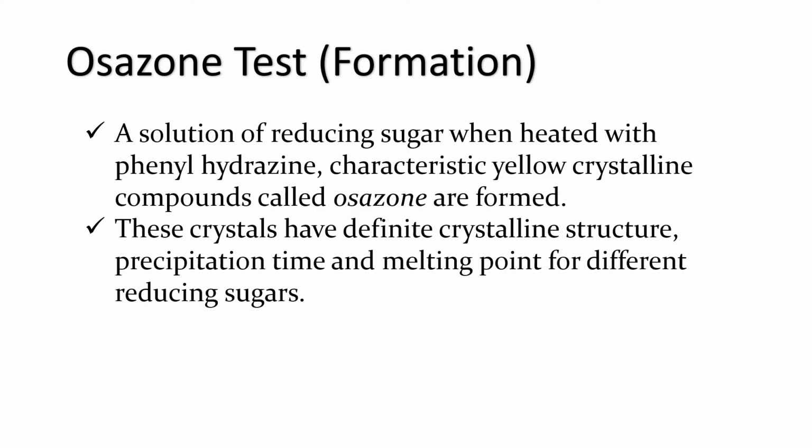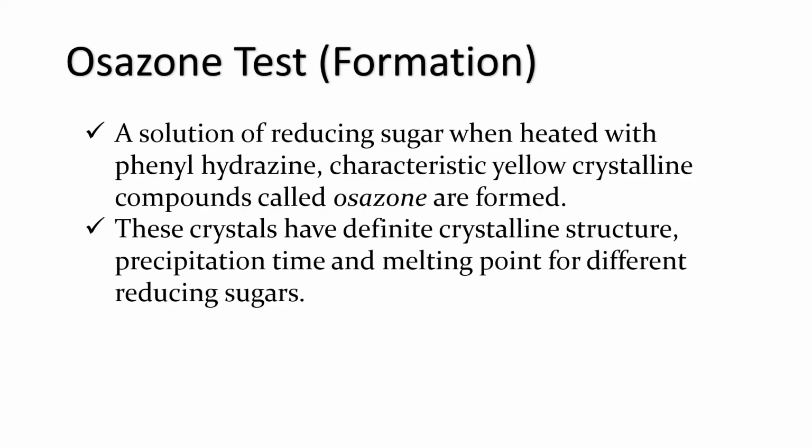Now, among the four samples of sugars or carbohydrates that we have used, we have glucose, fructose, lactose, and sucrose. Only sucrose is the non-reducing sugar. So if our unknown solution is sucrose, then we will not expect the formation of an osazone or a yellow crystal, because in the osazone test, a yellow crystal will only be formed if our carbohydrate sample is a reducing sugar.